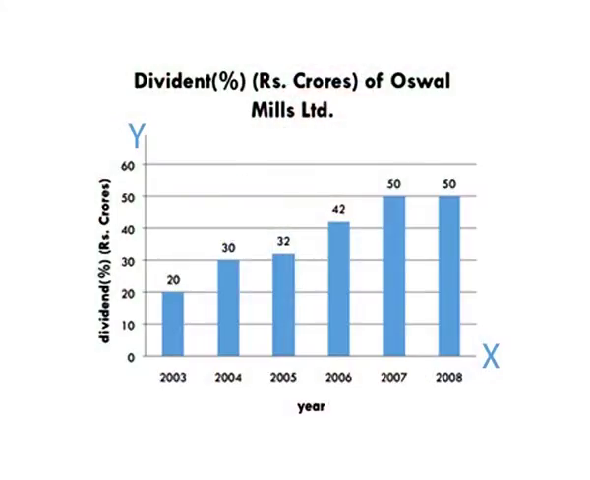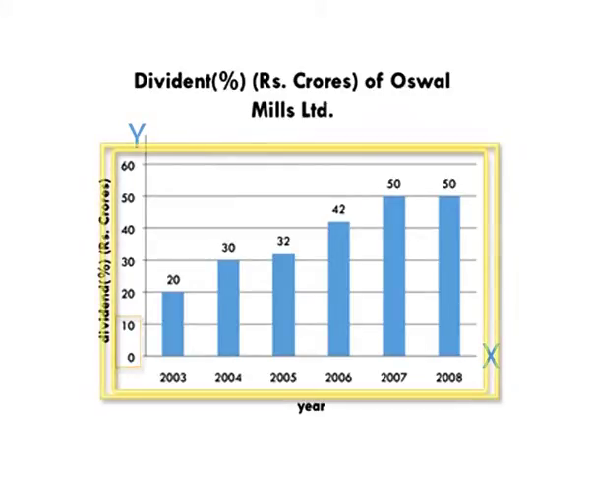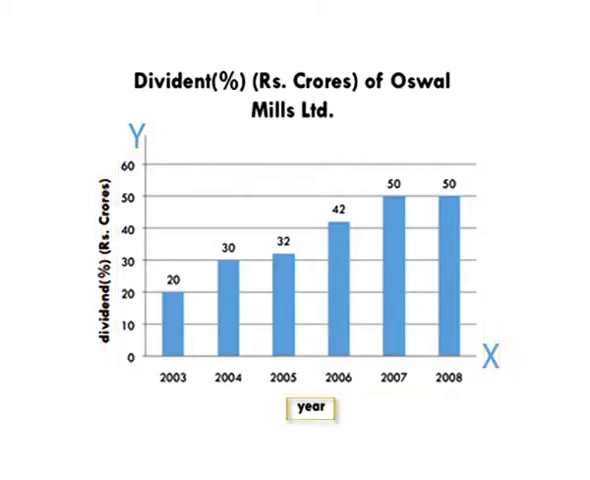We take two axes on a plain paper and these two axes are perpendicular to each other. The horizontal one we call the x axis and the perpendicular to it we call the y axis. On the x axis we take the years and on the y axis we take the dividend. And here we can take a scale that 1 centimeter equals 10% dividend. This way we construct the bars against each year and the length of the bar is proportional to the dividend.